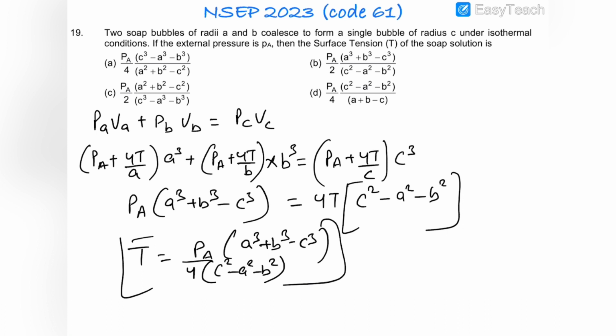So the correct answer will be option, I can see that it is option number A. You can take minus common and you can see that option A would be the correct answer. Now we move on to the next question.